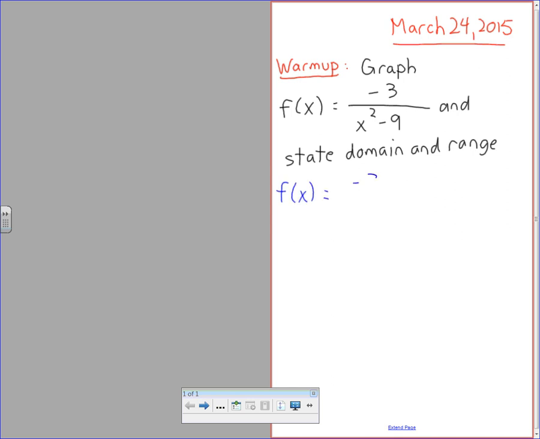Very good. Great. Jennifer, what are my asymptotes for this graph, please? Okay, good. And one more? Great.